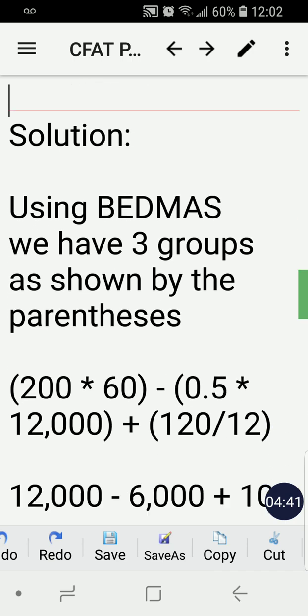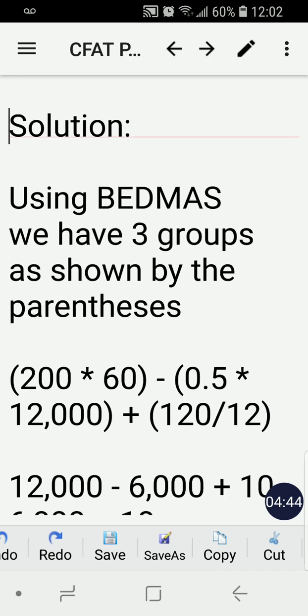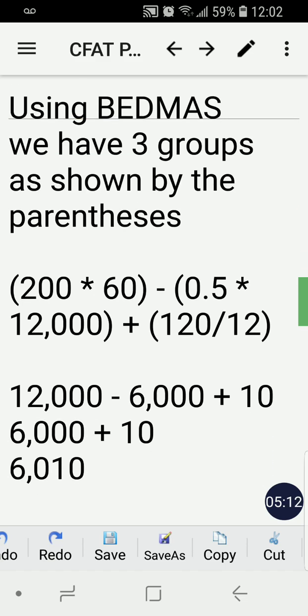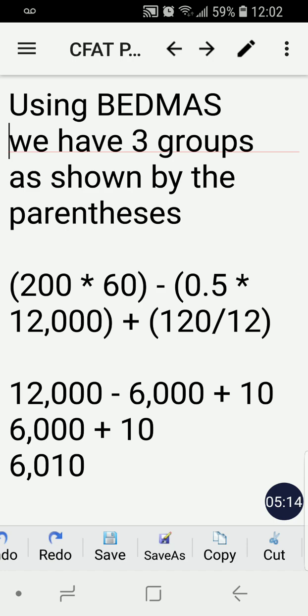So solution. Using BEDMAS as the rule for the sequence of operations, we have 3 groups as shown by the parentheses. The three groups are 200 times 60. Then the second group is 0.5 times 12,000. And the third group is 120 divided by 12. And now all we have to do is to continue the operation from left to right.